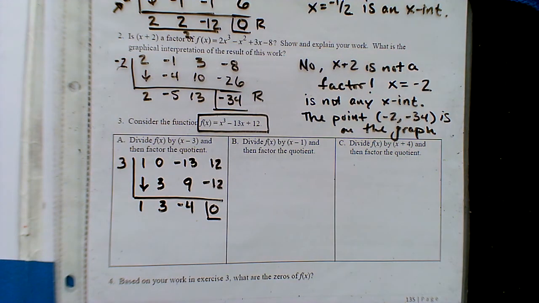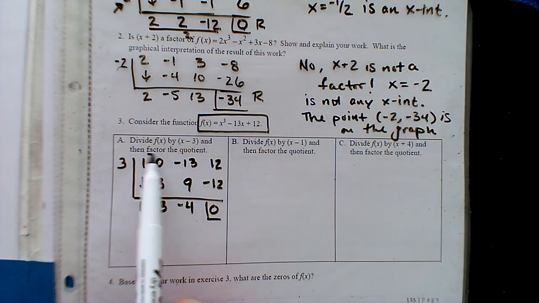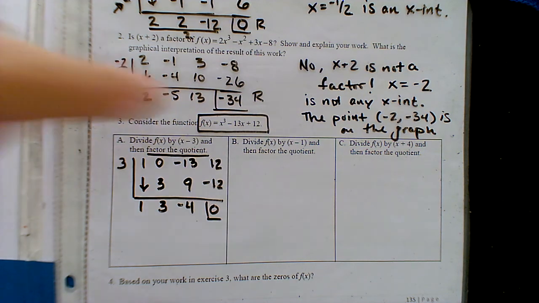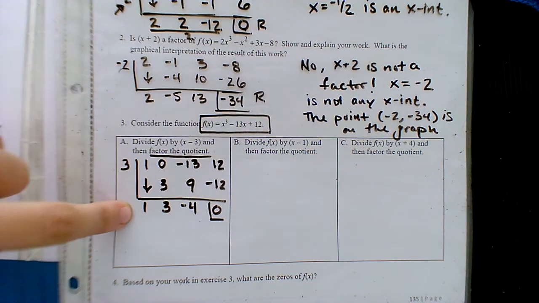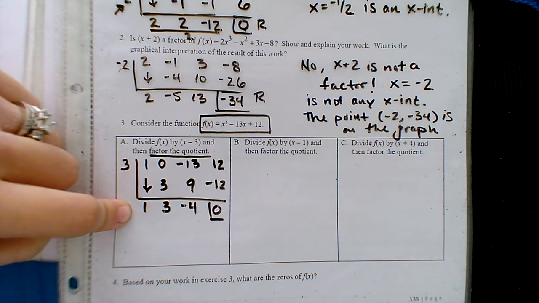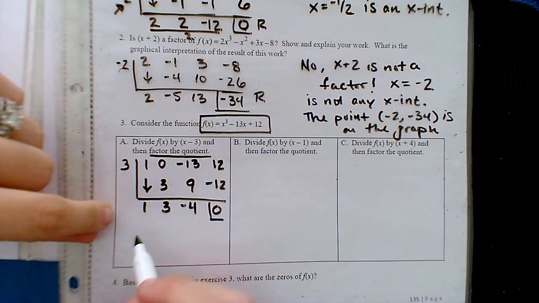Is x minus 3 a factor? Yes, it goes in evenly. So even though we could not factor it from the very beginning, notice how we just found a factor by doing synthetic division. Now, they do want us to factor the quotient. Maybe we can continue to try to factor a little bit further. So even though the original problem could not be factored, maybe the quotient can be.